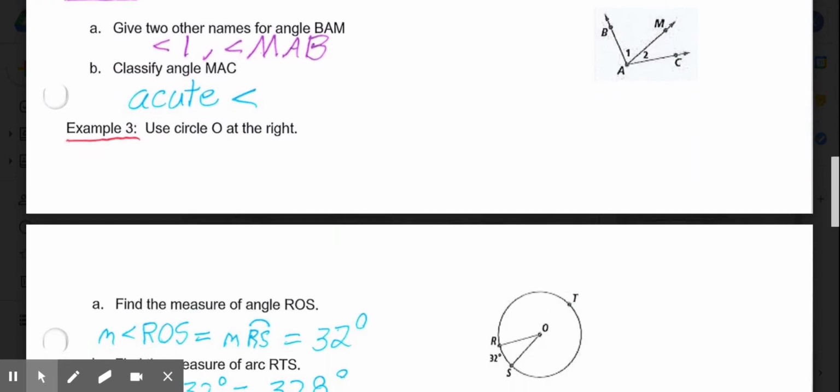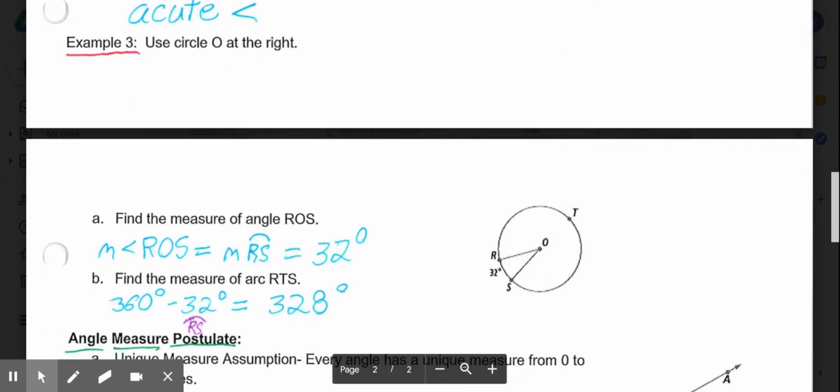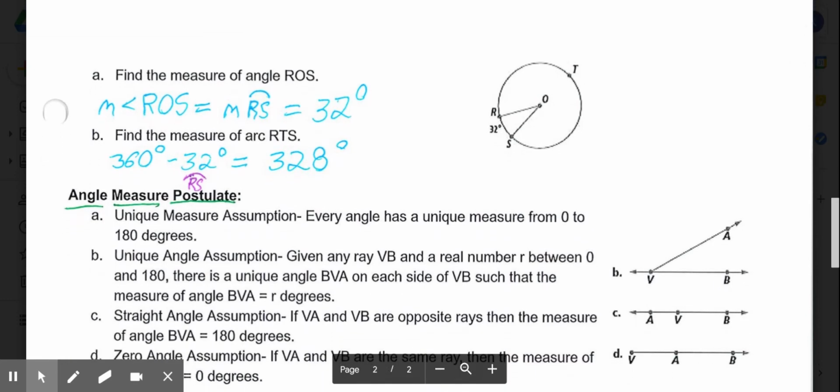And then it says here, use circle O at the right, which is down on our next page. So we'll be using circle O for example 3. So it says in part A, find the measure of angle ROS. So now here's the nice thing when we're dealing with a central angle.